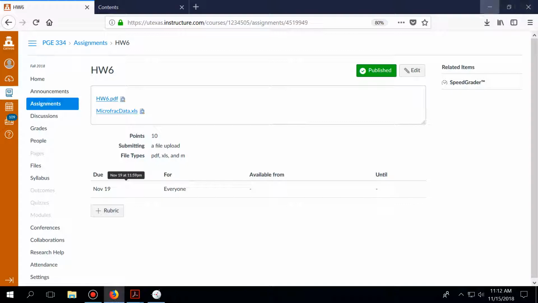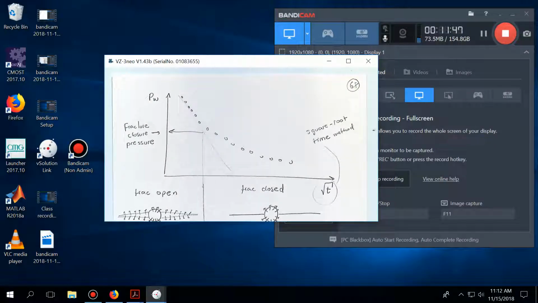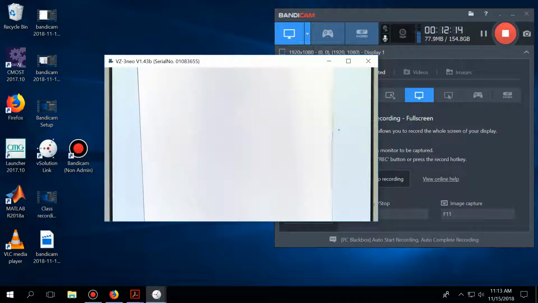All right, if there are no questions, let's continue with lectures. So we talked about hydraulic fracturing tests, but we didn't really explain what's going on with hydraulic fracture propagation. Our objective today is to have a better understanding of how hydraulic fractures propagate, how fast they propagate, and what is the geometry of hydraulic fractures as they propagate.